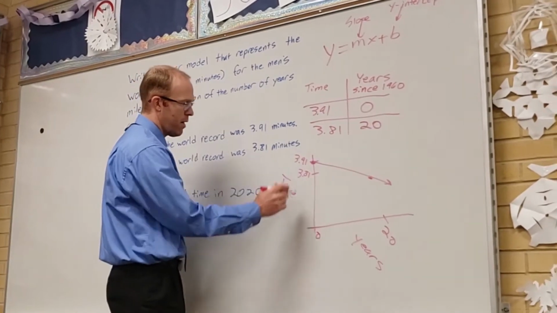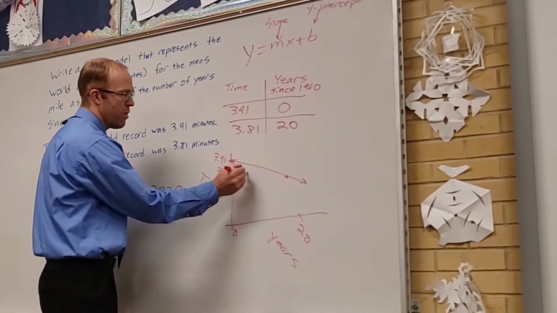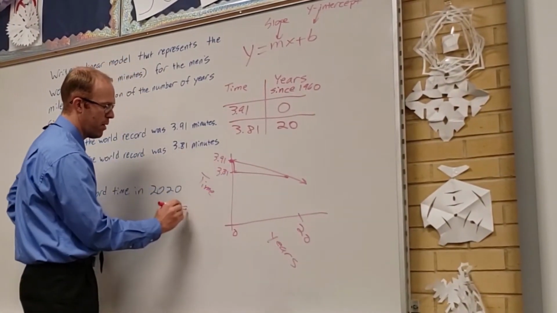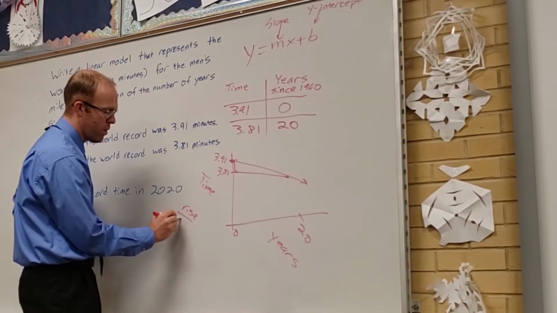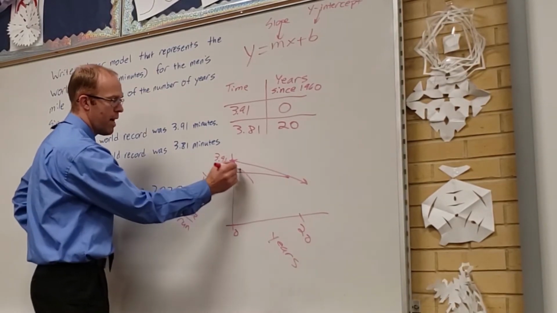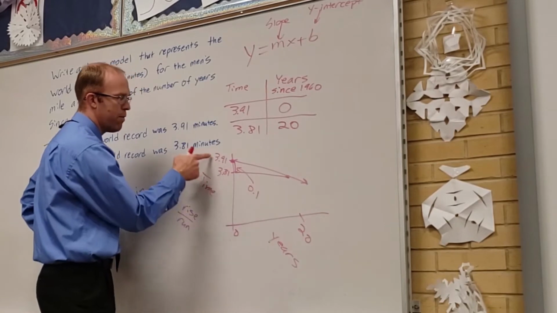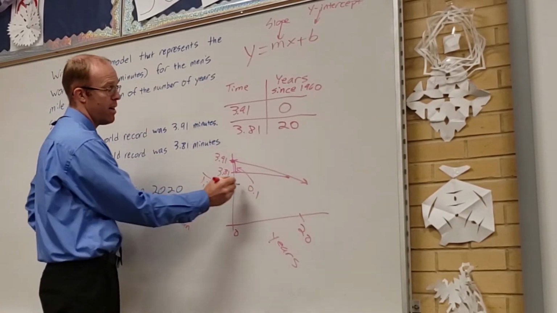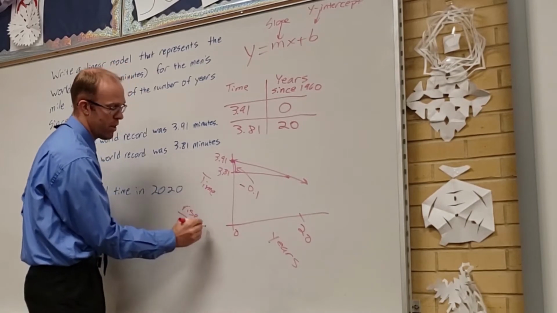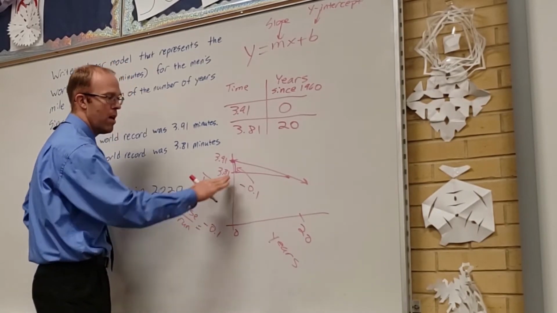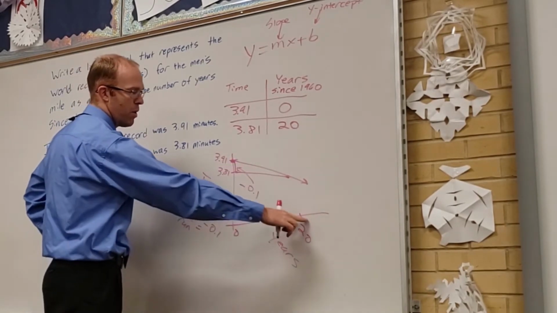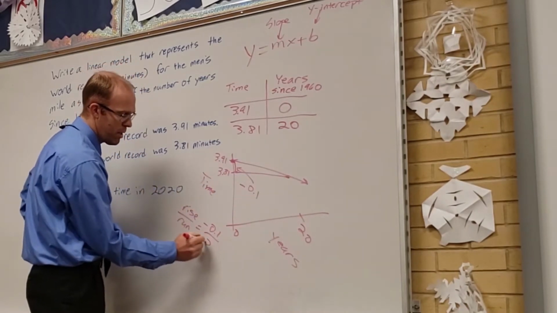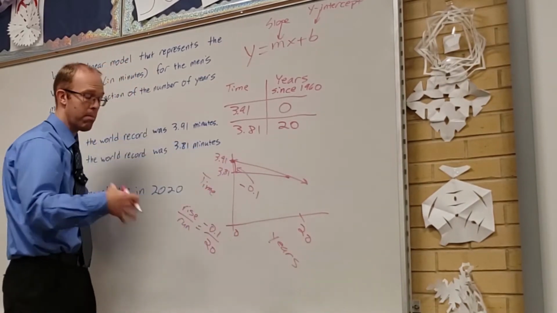So we've got to find our slope in rise over run. We're going to put it in that fraction form. So rise over run. We're going to go down by 0.1 from 3.91 to 3.81. Since we're going down, that is a negative value. So that gives us negative 0.1. Our run goes from 0 to 20. So that is a value of 20. And it's going to the right, so that's positive.